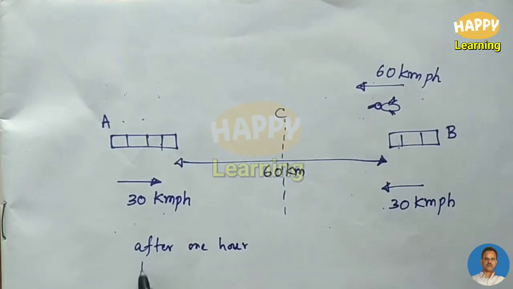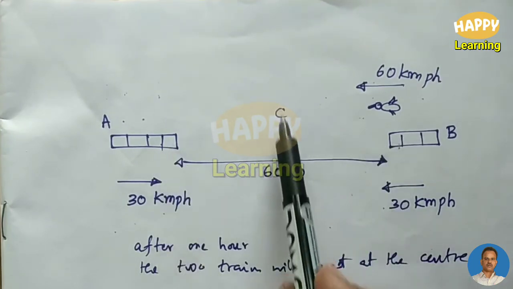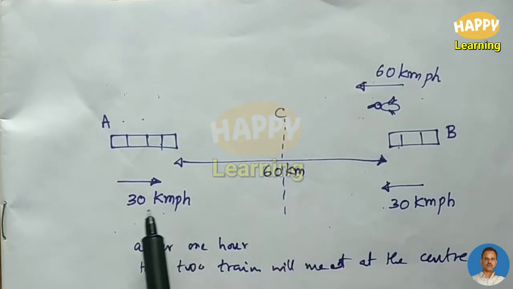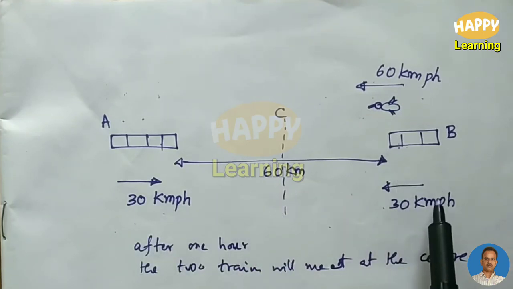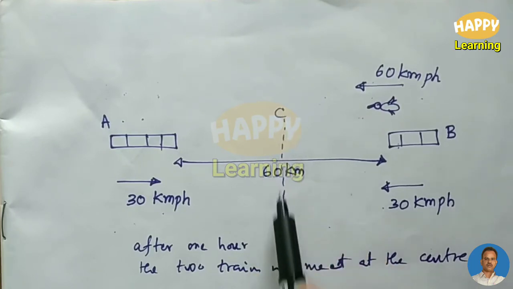So the two trains will meet at the center. A and B will meet exactly at the midpoint. The distance is 60 km. After 1 hour, this one will cover 30 km, and in the same 1 hour, this one will cover 30 km. So they will crash exactly at the middle of these two trains.